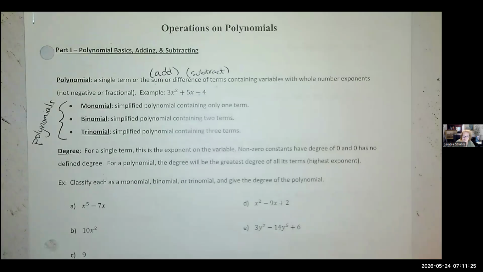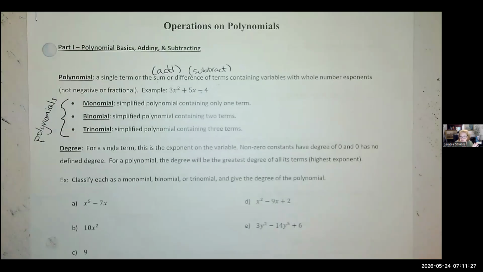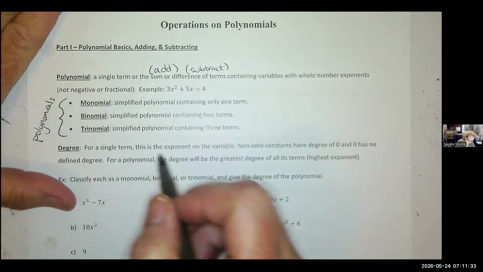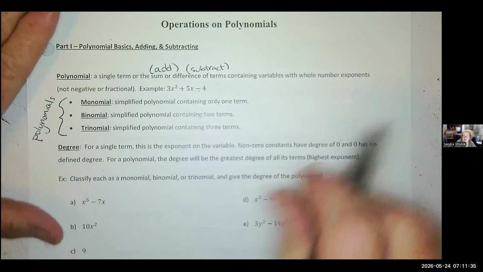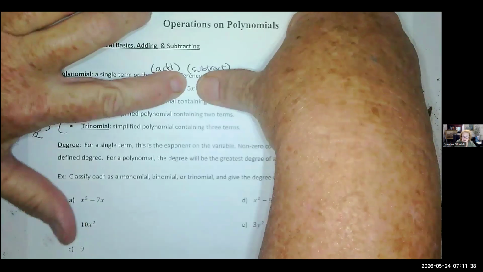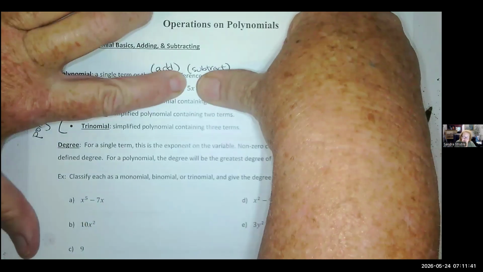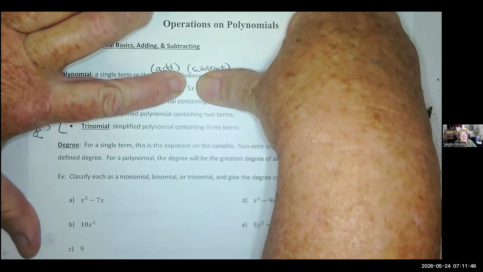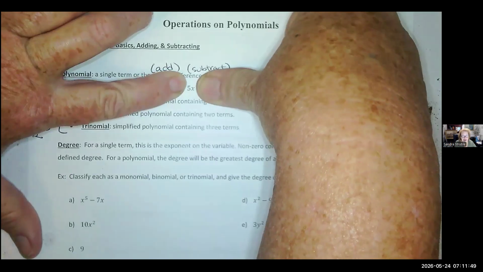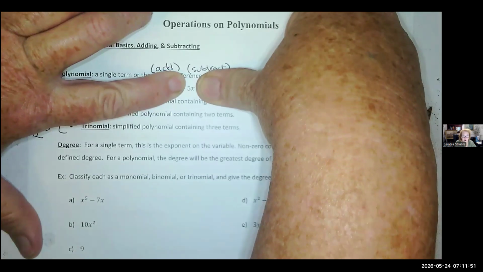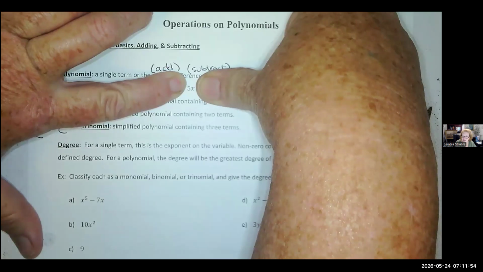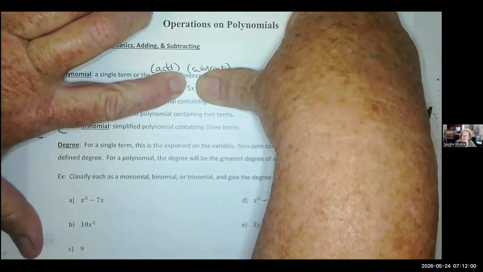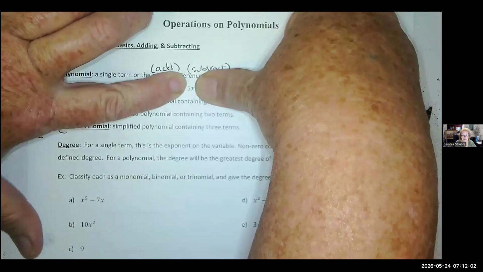A degree is just for a single term. A degree is the exponent on the variable. So let's just say that 5x is a single term that we're referring to here. The degree is the exponent for that x. Now, right now, you don't see an exponent, right? It can't be zero because anything to the zero power is one, and that can't be the case here because the x is being represented. So if there is an x, there has to be at least a 1 in that exponent.